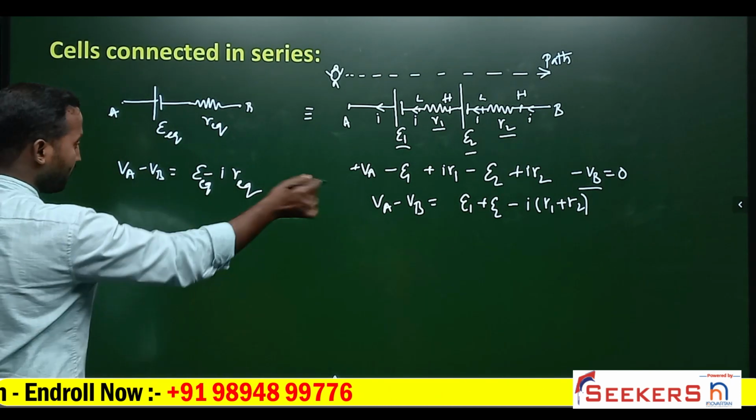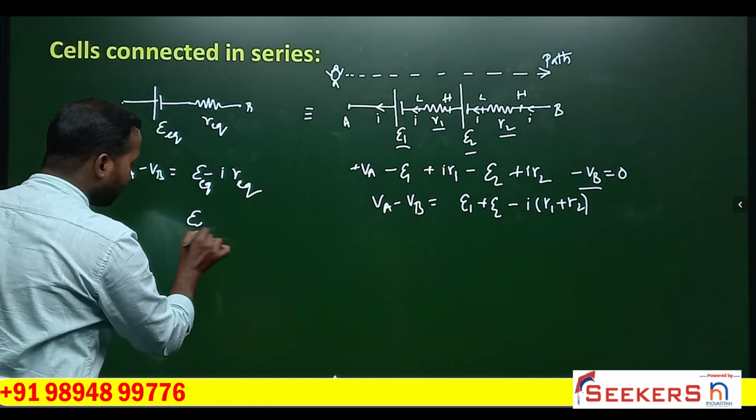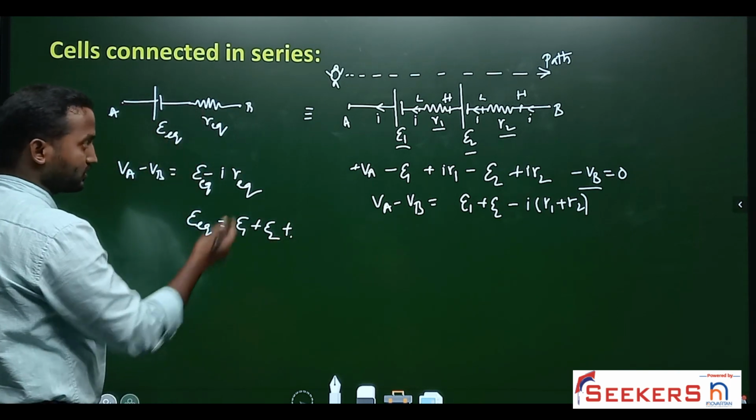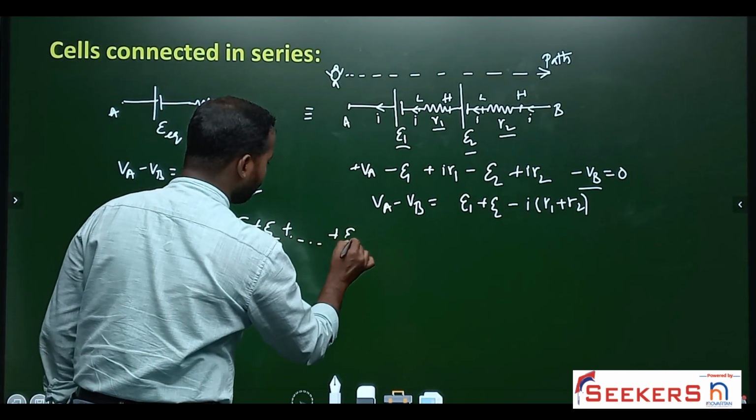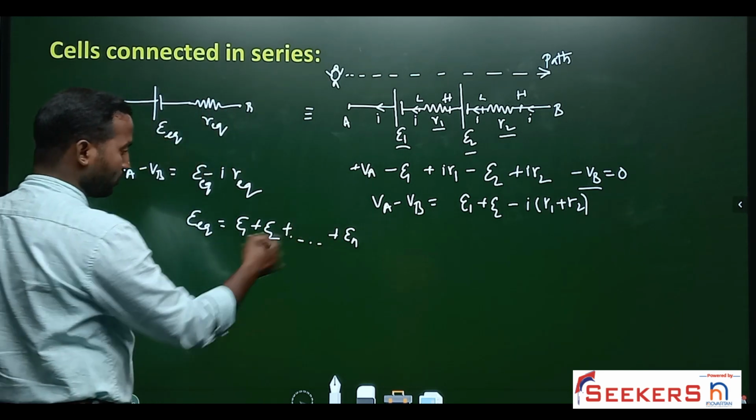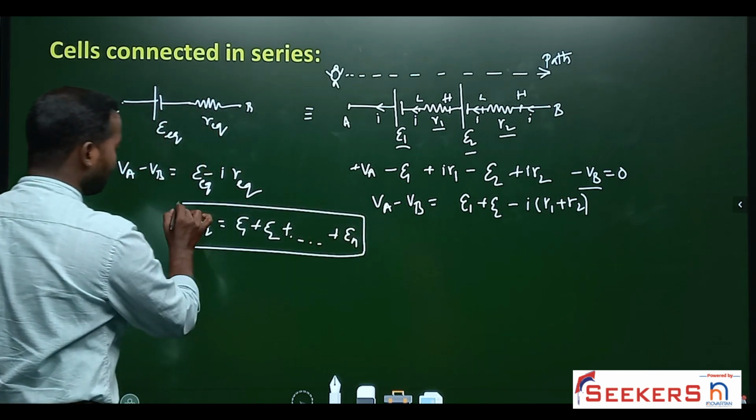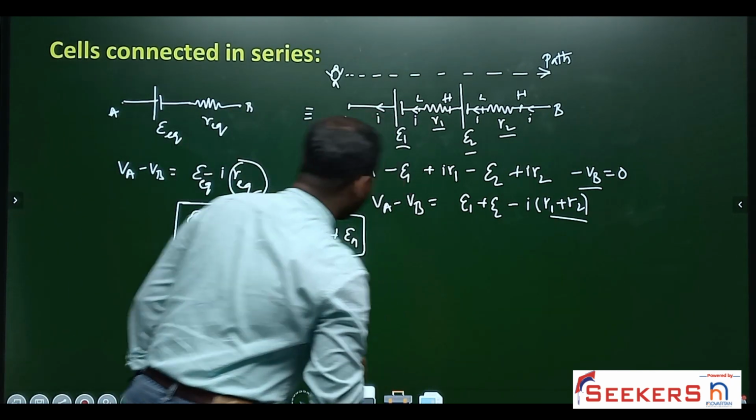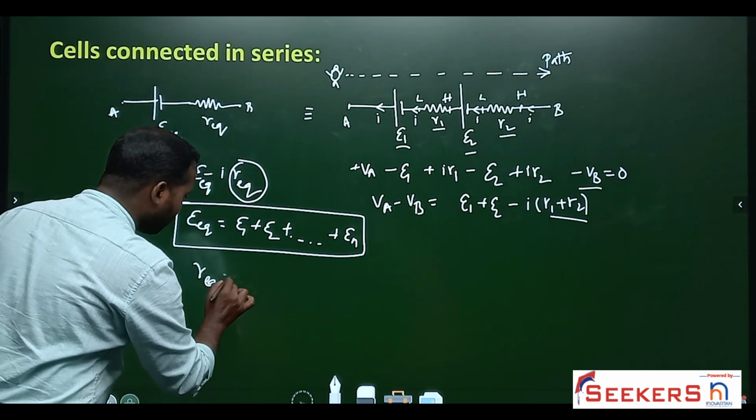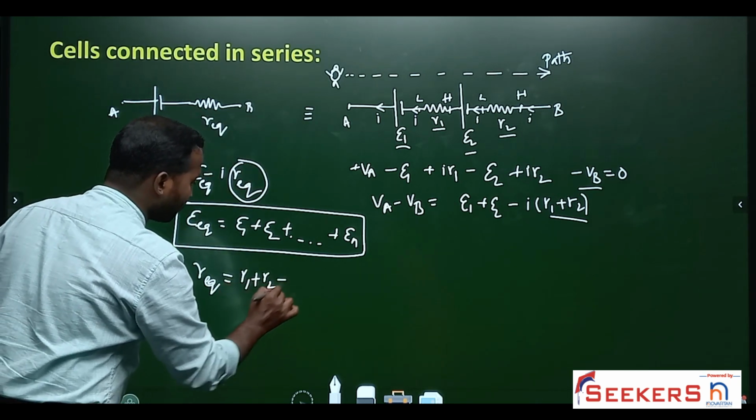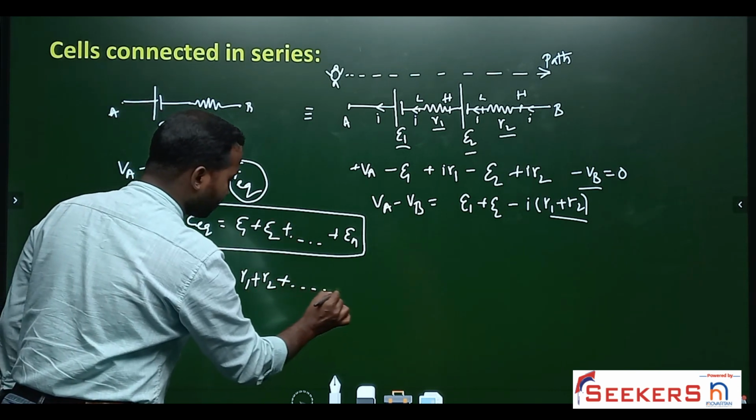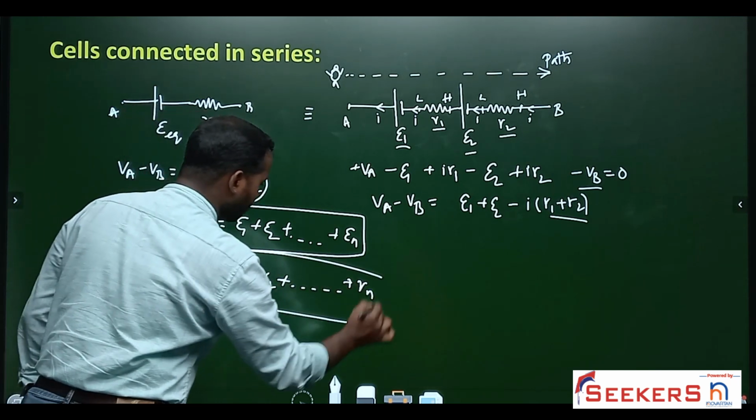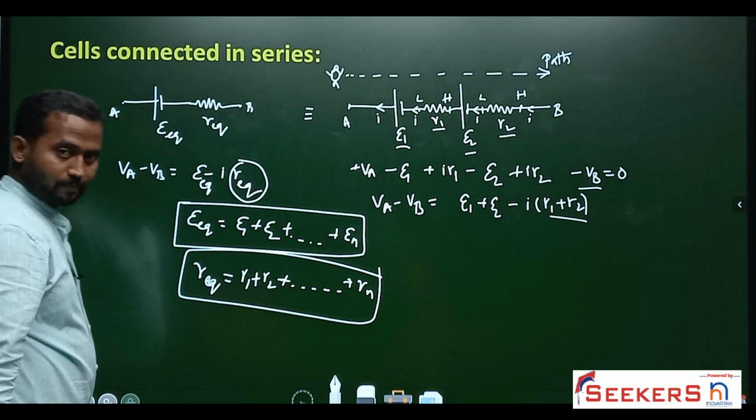Right? Now if I just compare these two things, I can say that E equivalent is equal to E1 plus E2. In case I have got a lot of such cells connected in series, then it is E1 plus E2 plus and so on till En. That is equivalent EMF. Now if I compare this with this one, I will get R equivalent is equal to R1 plus R2. If there are n such cells of resistances R1, R2, R3 and so on till Rn, that's how we will be getting equivalent resistance when they are connected in series. Clear?